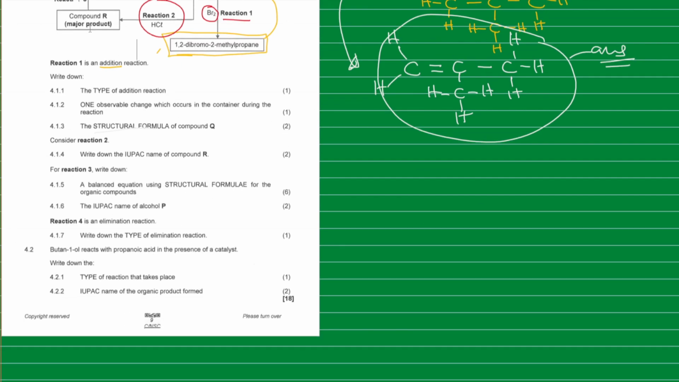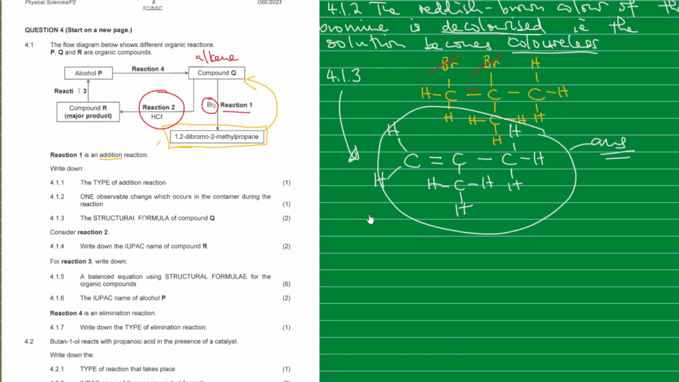Now here, 4.14. With 4.14, we are required to find the compound R. Compound R is what we get when we react our alkene, the methyl propene, which is our compound Q. We already know that. Now, when we react it with HCl, what will be our product here?